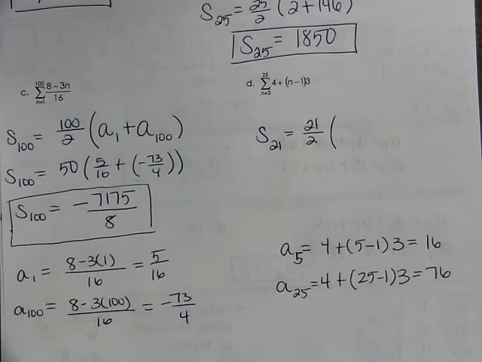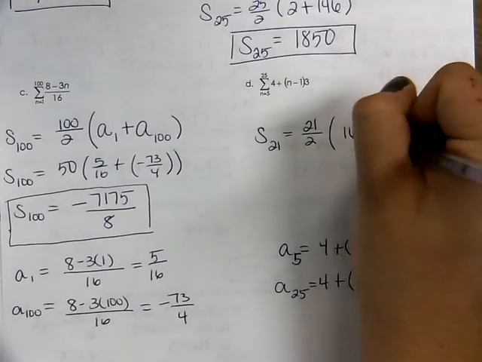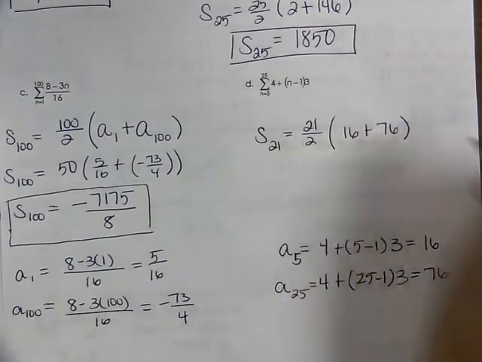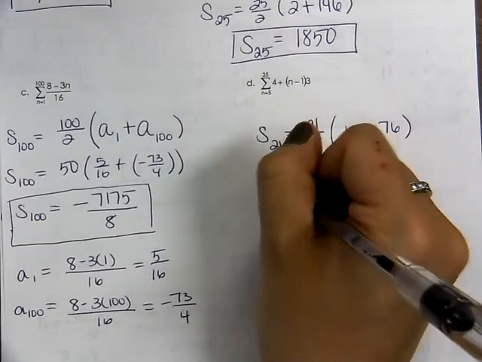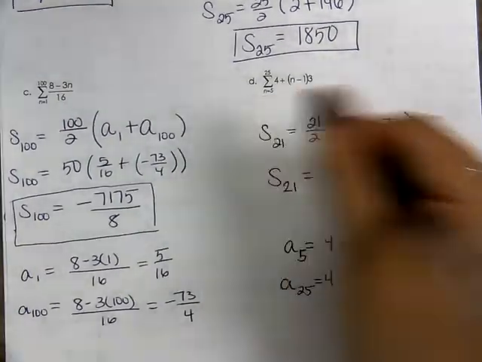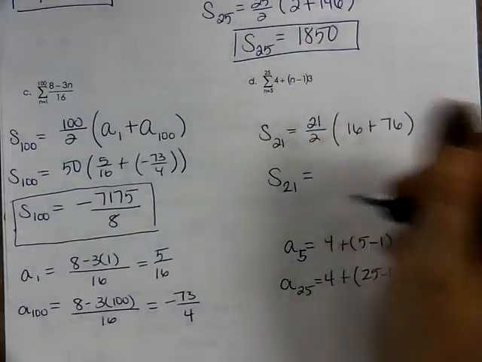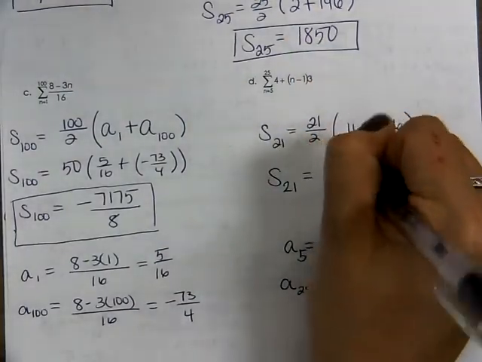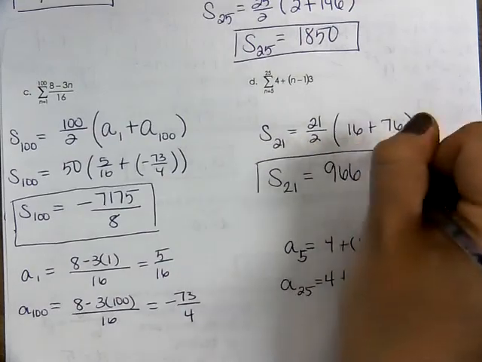Okay, so be careful with that. And then we're just going to plug them in, so 16 plus 76, and we're going to multiply that by 10.5, and the sum of the first 21 terms, or the 21 terms in the sequence, not really the first 21, is 966.